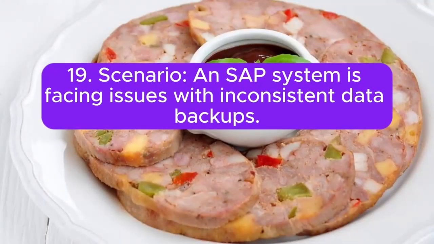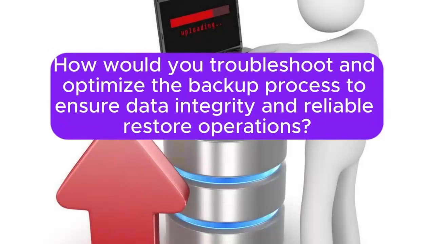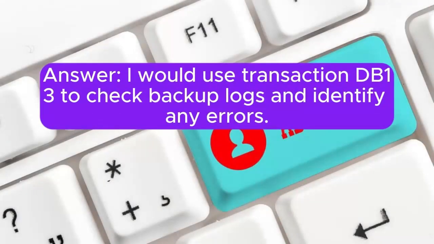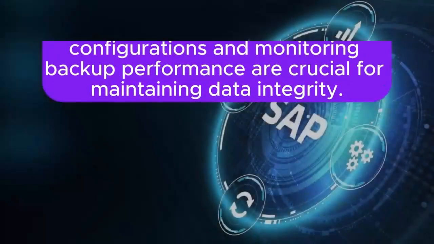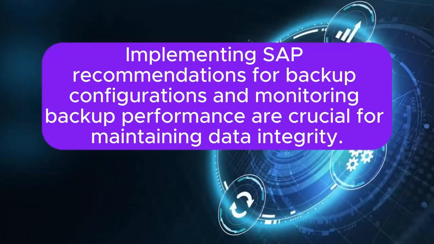19. Scenario: an SAP system is facing issues with inconsistent data backups. How would you troubleshoot and optimize the backup process to ensure data integrity and reliable restore operations? Answer: I would use transaction DB13 to check backup logs and identify any errors. Analyzing backup strategies, ensuring proper storage allocation, and scheduling regular test restores can help troubleshoot backup issues. Implementing SAP recommendations for backup configurations and monitoring backup performance are crucial for maintaining data integrity.